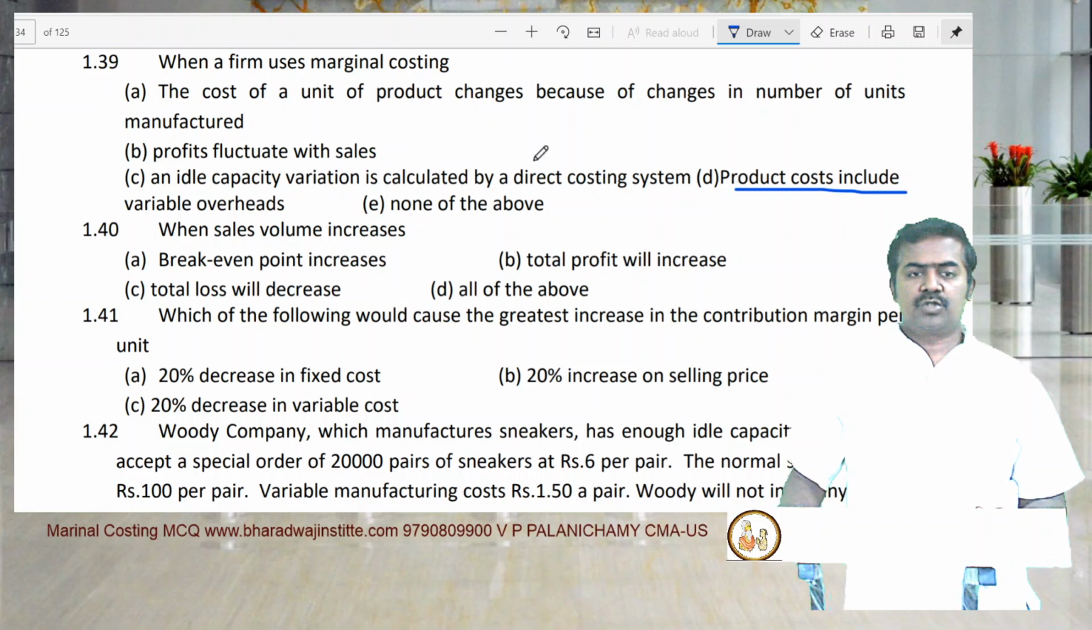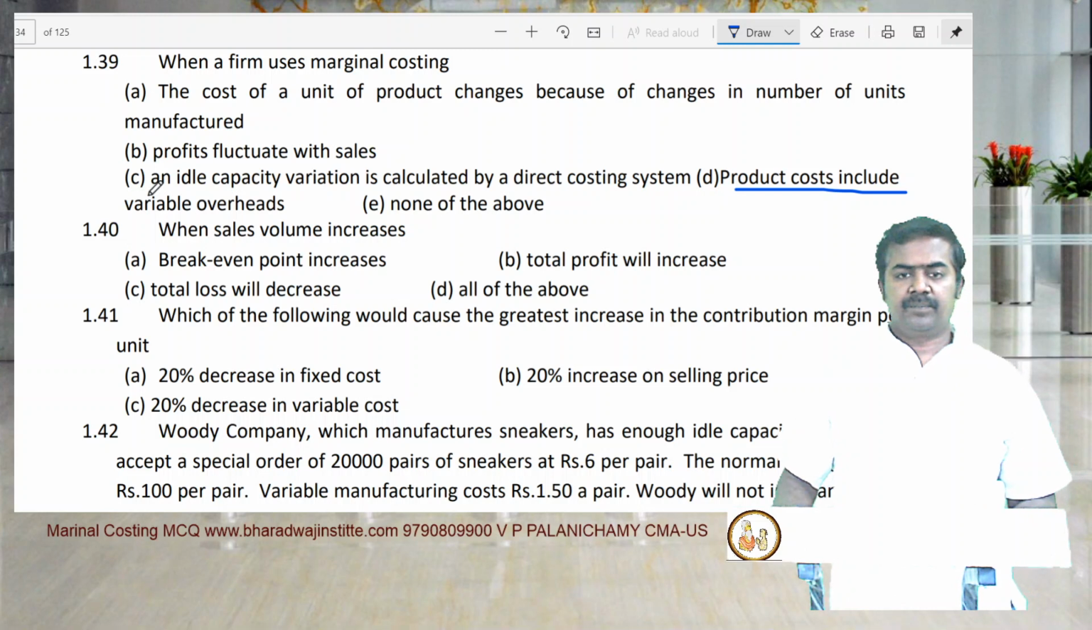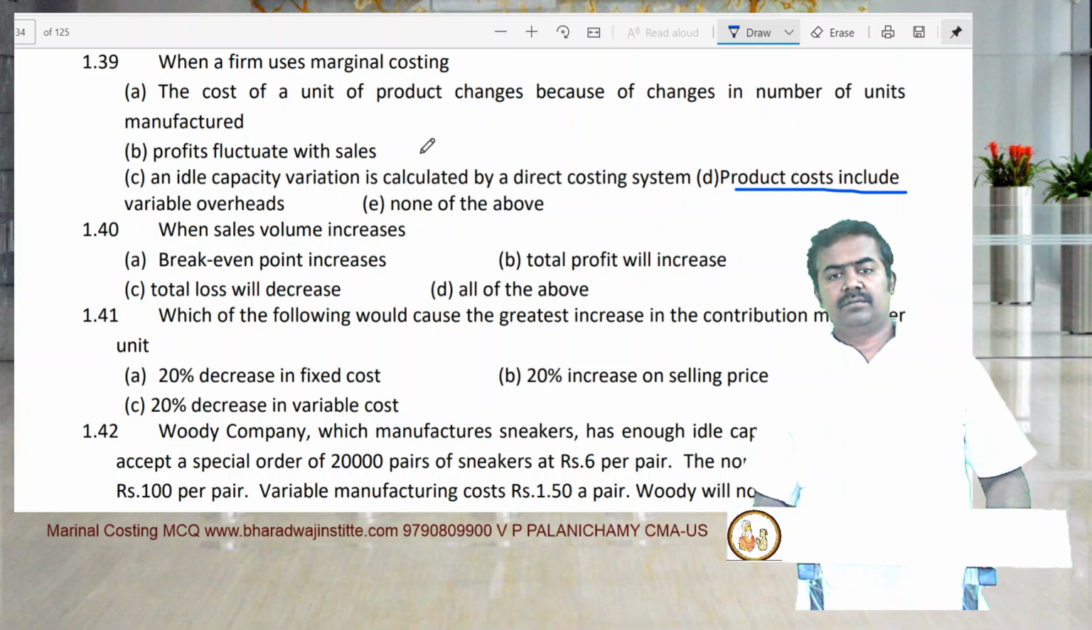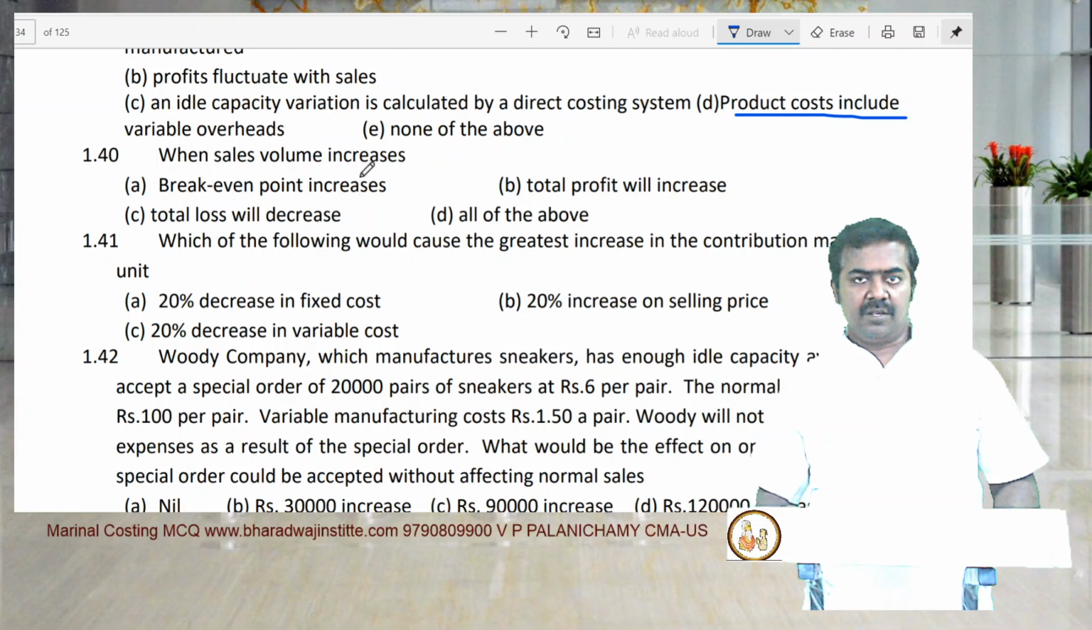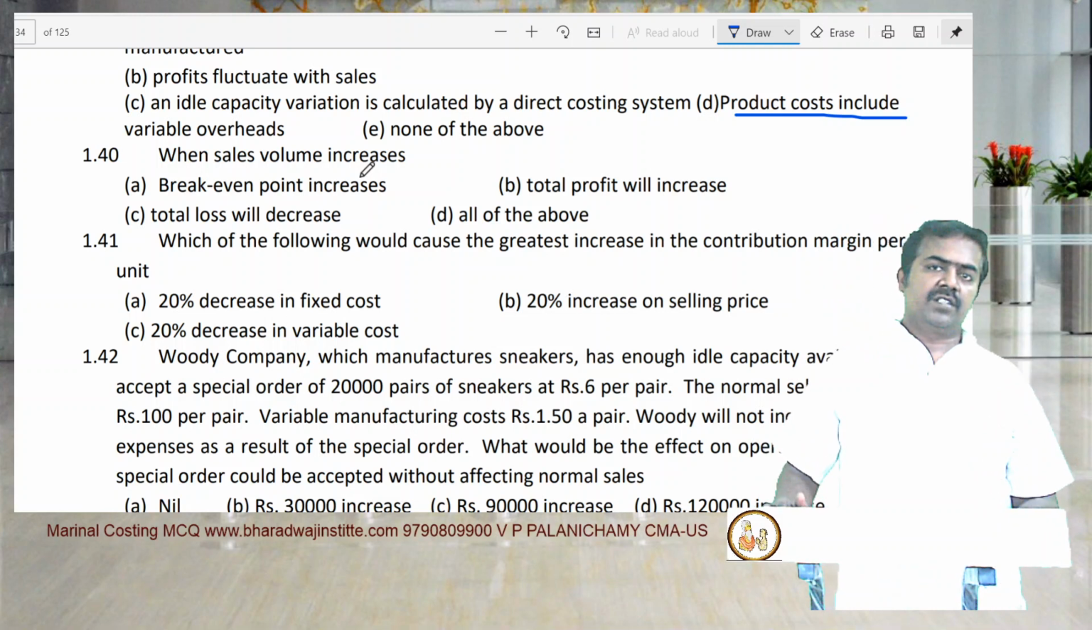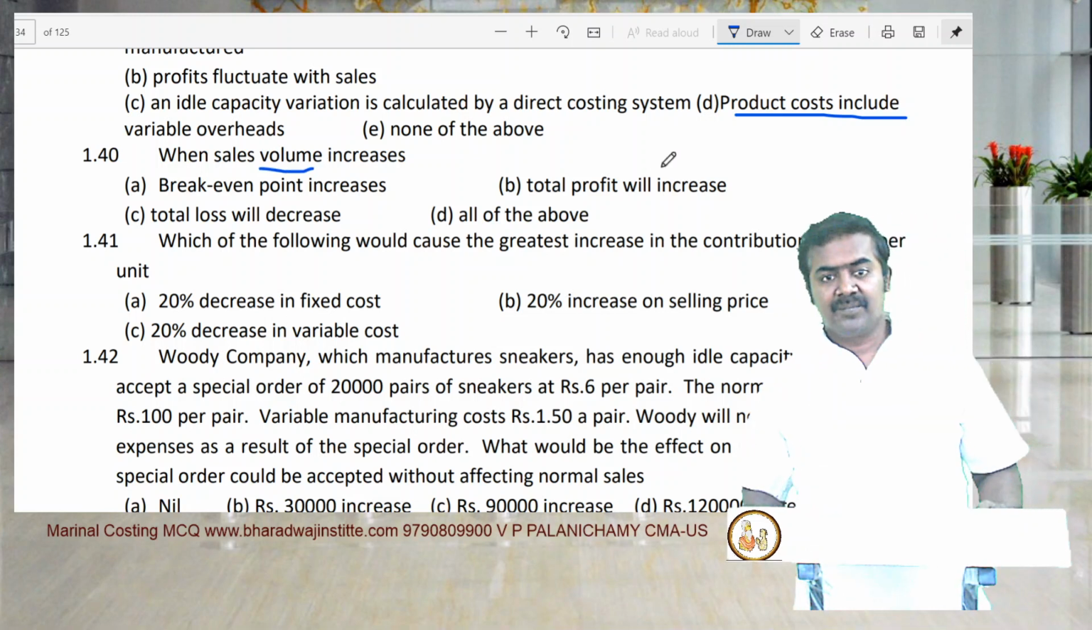When firms use marginal costing, product cost includes variable overheads. That is a correct option, the most correct option. When sales volume increases, BEP will not change. BEP changes because of fixed cost, selling price, variable cost. When sales volume increases, the number of units sold increases, and total profit will increase.